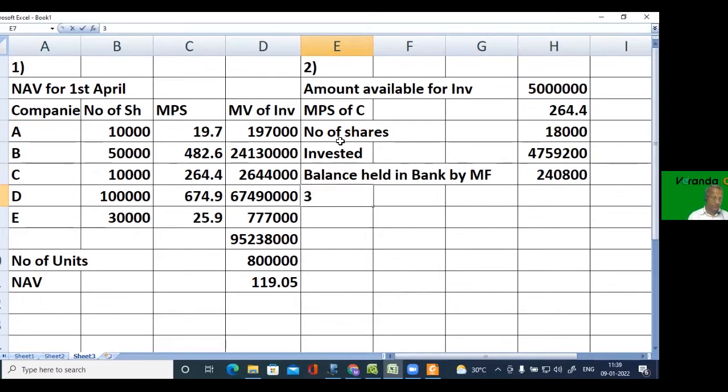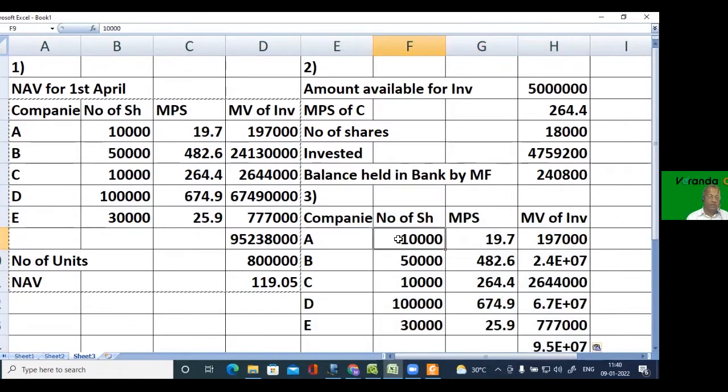Third question. What is the third question? So the same format I got to use. Number of shares 10,000, 50,000. Here it is going to be 10,000 plus 18,000. It should be. And these prices will be different. So this is NAV on day 2, second April.